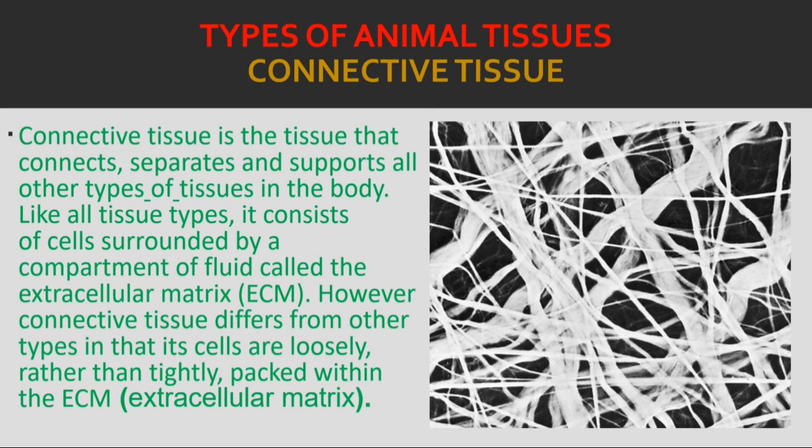Like all tissue types, it consists of cells surrounded by a component of fluid called the extracellular matrix, or ECM. However, connective tissue differs from other types in that the cells are loosely rather than tightly packed within the extracellular matrix. So this is the structure of the connective tissue. Hope you have understood what connective tissue is. So let's move to the next slide.